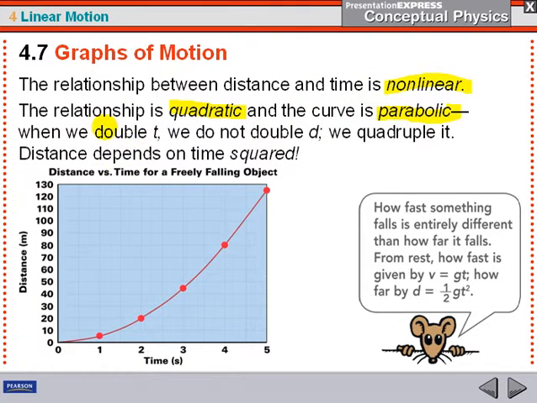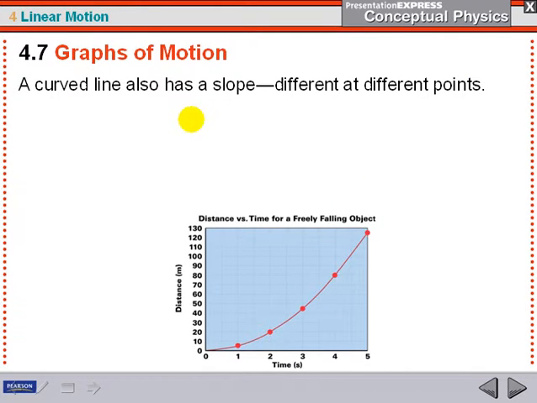In other words, if we double t, we don't double d, we quadruple d. That's a quadratic equation, and what it ends up as is a parabolic curve. As you can see, distance doesn't depend on time, it depends on time squared. So that means every time you double the time, you're going to quadruple the distance.